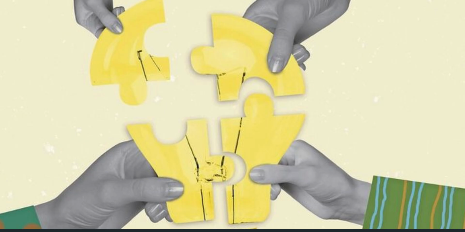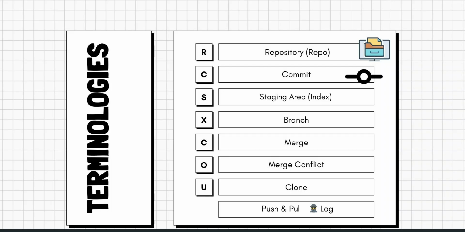Before we dive into hands-on Git, let's break down the core terms like a pro. Repository. Think of it as your project folder, but it also stores the full history of changes. Commit. It is a snapshot of your code. Every time you commit, you're saying, this version works, let's save it. Staging area. This is a middle ground. You decide which files to include in your next commit, like packing a suitcase before a trip.